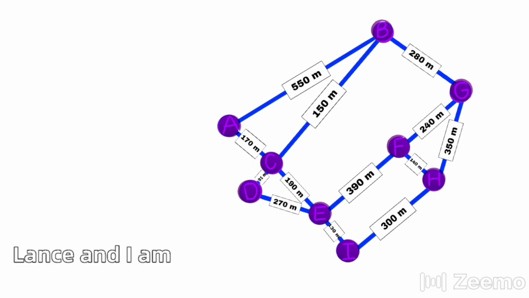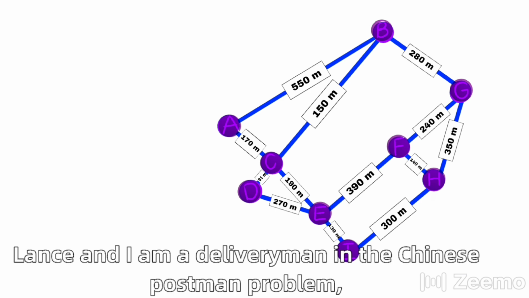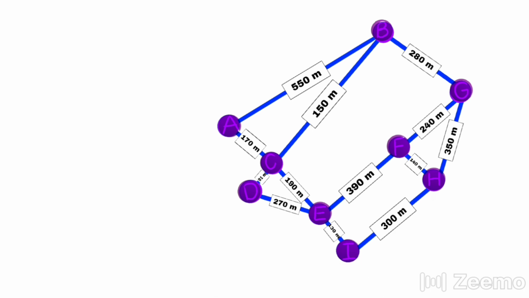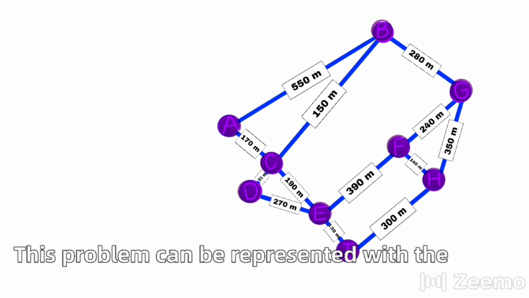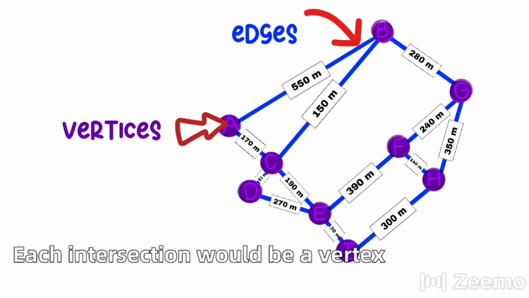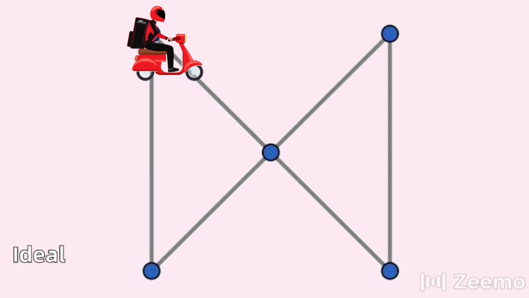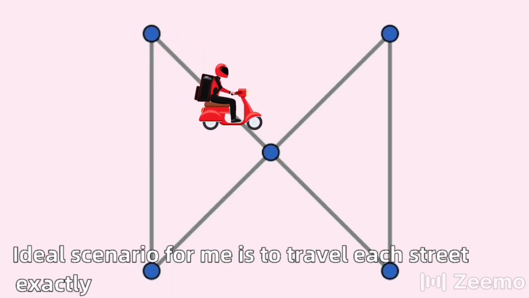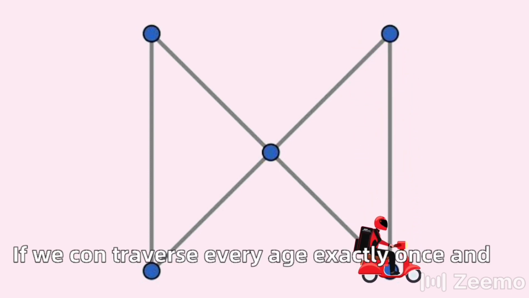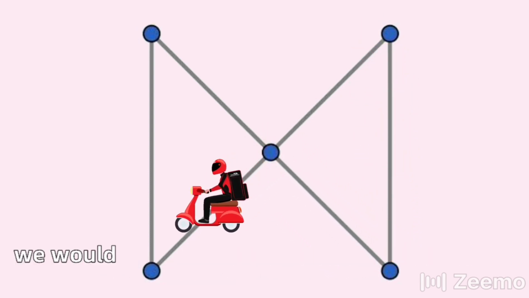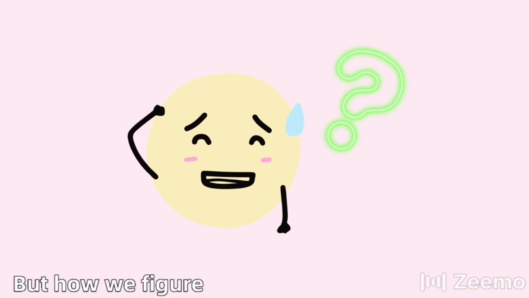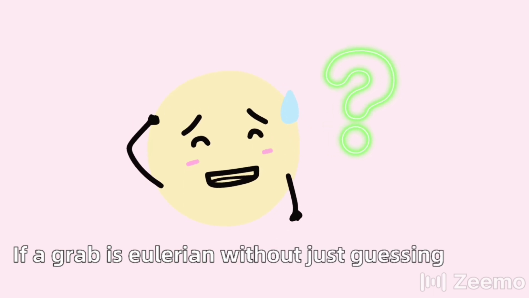Hi, I am Lance and I am a delivery man. In the Chinese Postman problem, we want to find the most efficient path to help finish my deliveries quickly. This problem can be represented with a graph that includes edges and vertices. In the graph, each intersection would be a vertex and each street would be an edge. The ideal scenario for me is to travel each street exactly once before returning to my house. If we can traverse every edge exactly once and finish at the starting vertex, we would have what's known as an Eulerian graph. But how do we figure out if a graph is Eulerian without just guessing and checking?